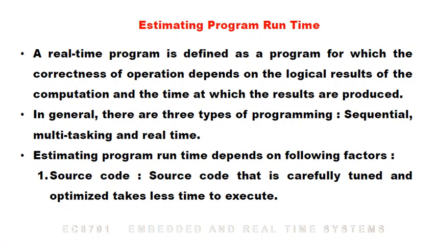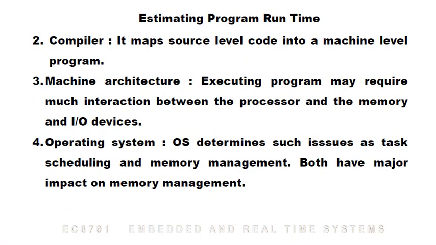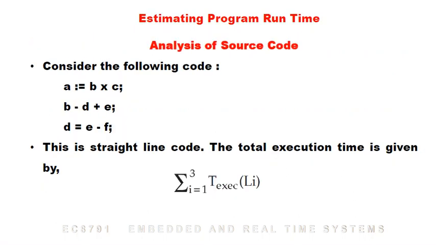Estimating program runtime depends on the following factors. First one, source code. Source code that is carefully tuned and optimized takes less time to execute. Then compiler. It maps source level code into a machine level program. Machine architecture. Executing a program may require much interaction between the processor and the memory and input output devices. Then operating system. Operating system determines such issues as task scheduling and memory management. Both have major impact on memory management.